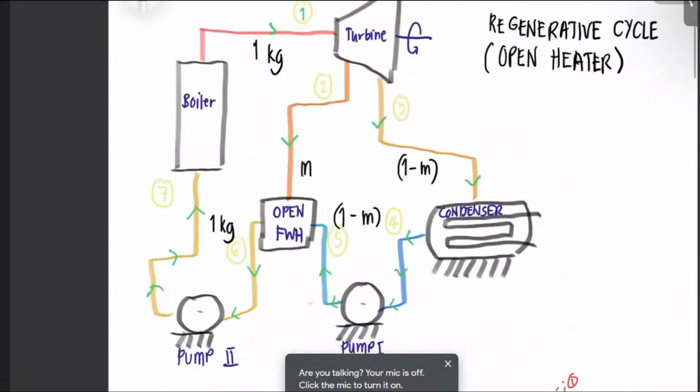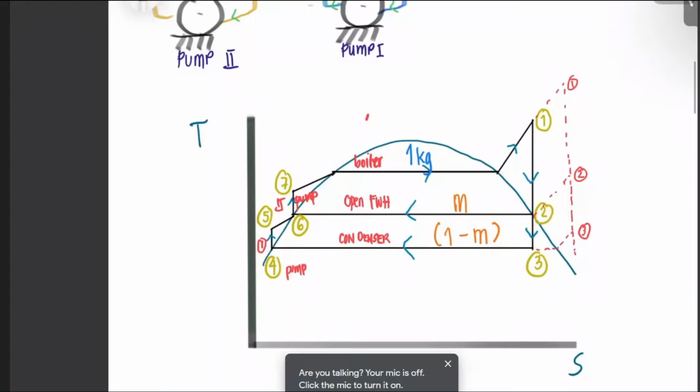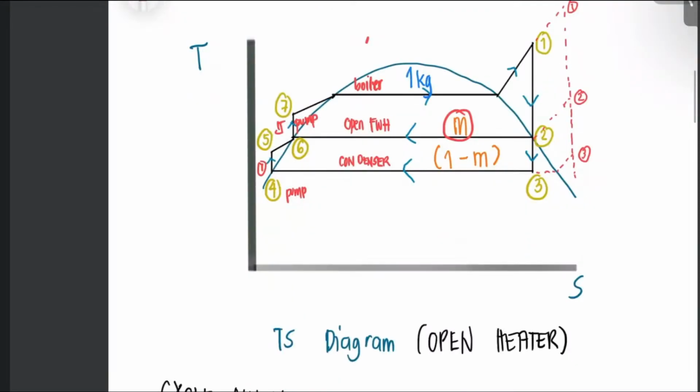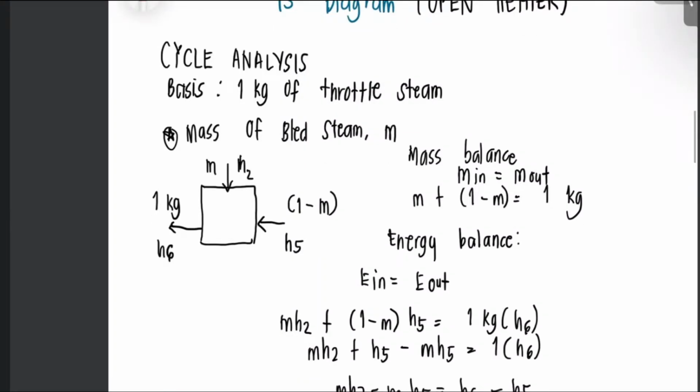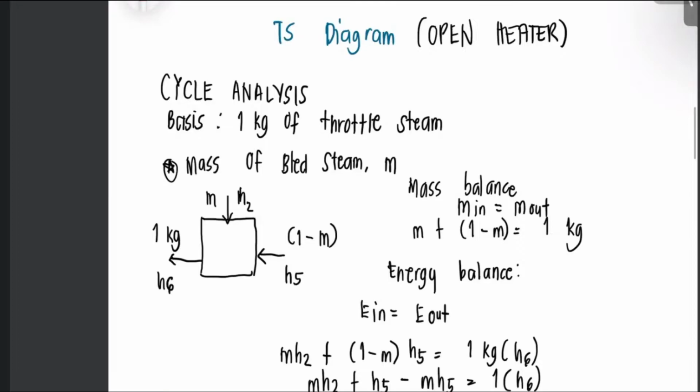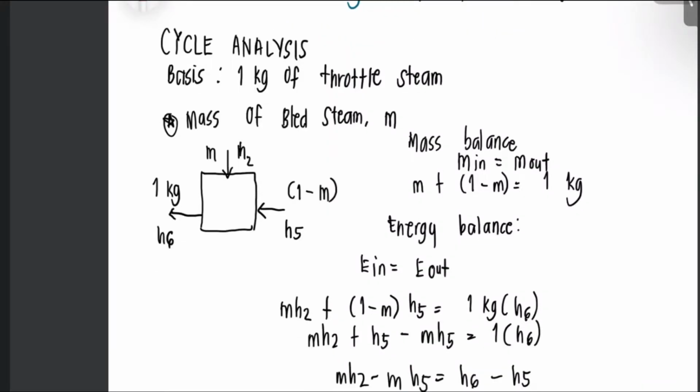So, ganyan class pag open feed water, considering yung mass extracted na M, yung M natin, and the 1 minus M. Okay. So, this is now the cycle analysis on the basis of a 1 kilogram of throttle steam. Ayan. Yan, class. So, magkakaroon na tayo ng mass balance. Kung dati, energy balance, we have now the mass balance.